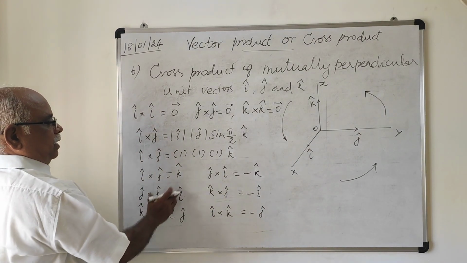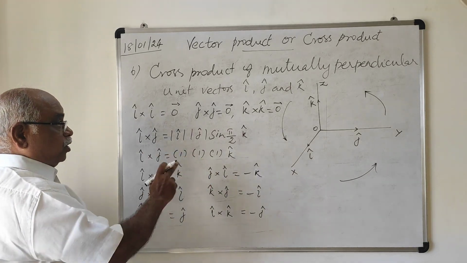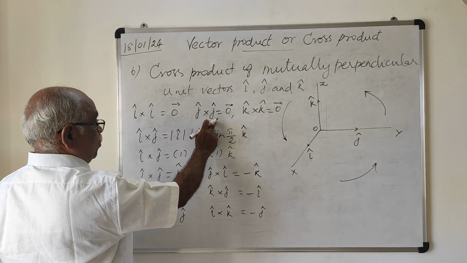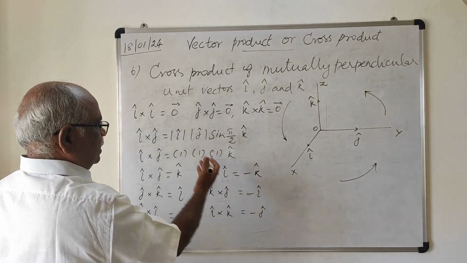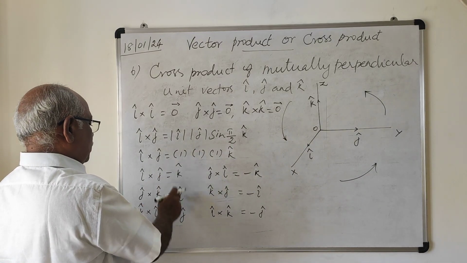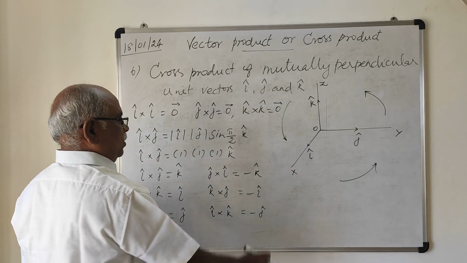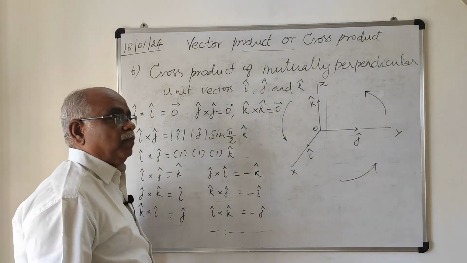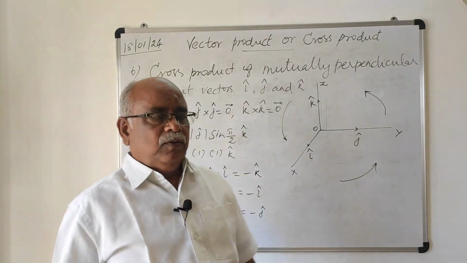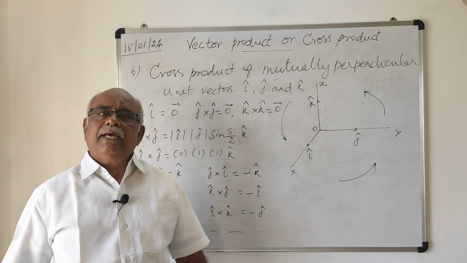So you have to remember, in the dot product, alternate vectors are 0, same vectors are 1. Whereas in the cross product, the same vectors' cross product is 0, and for the other vectors, cyclically, in the anti-clockwise direction, they are positive vectors, and in the clockwise direction, they are negative vectors. That's all about the cross product of mutually perpendicular unit vectors. Okay, I am going to stop here and I will continue the rest of things in the next video.